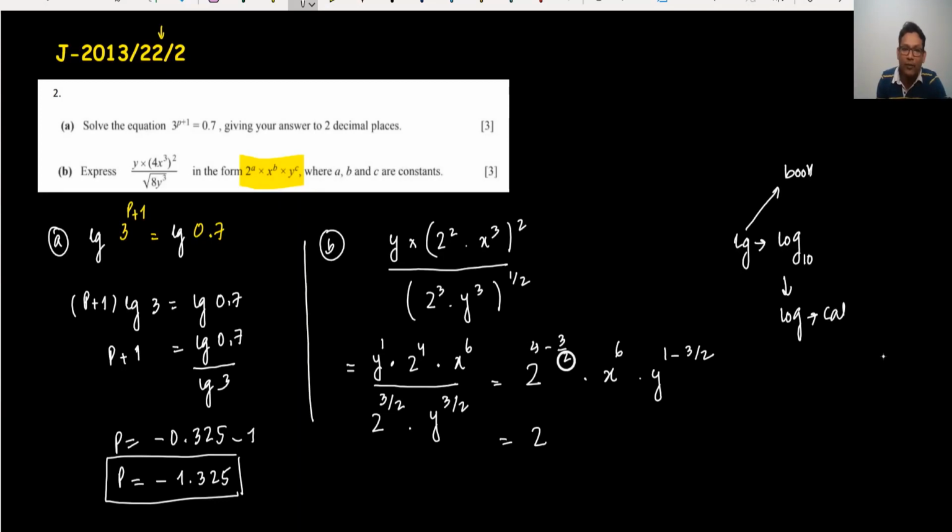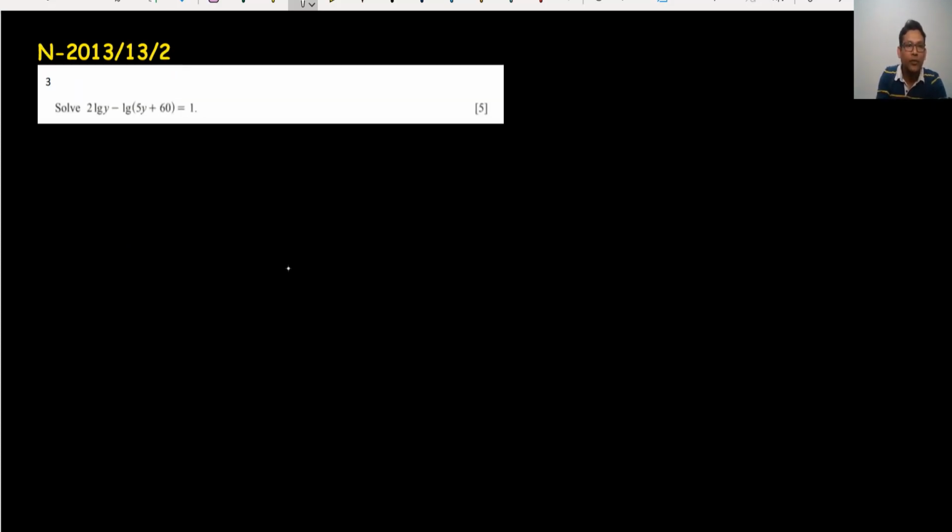It's coming 4 times 2 is 8, minus 3 is 5 upon 2. This is the first thing. Value of a is 5 upon 2. And then we have x power 6. Then we have y is 2, and this minus 1 upon 2. So we have done it. This was question number 2, variant 2, paper 2, year 2013. Question number 2, variant 3, paper 1, and year 2013.